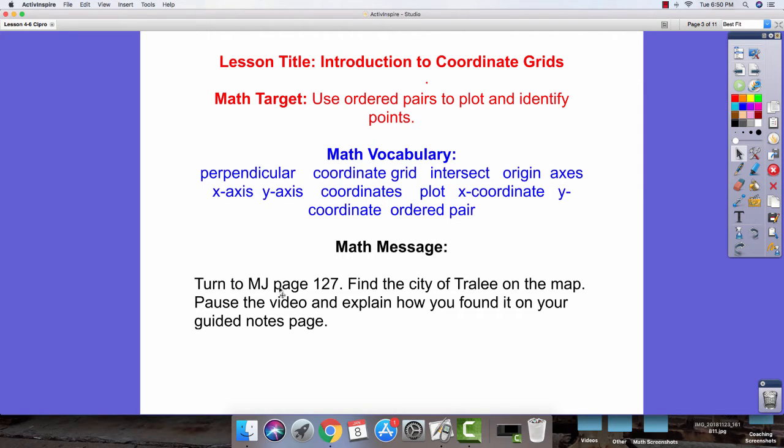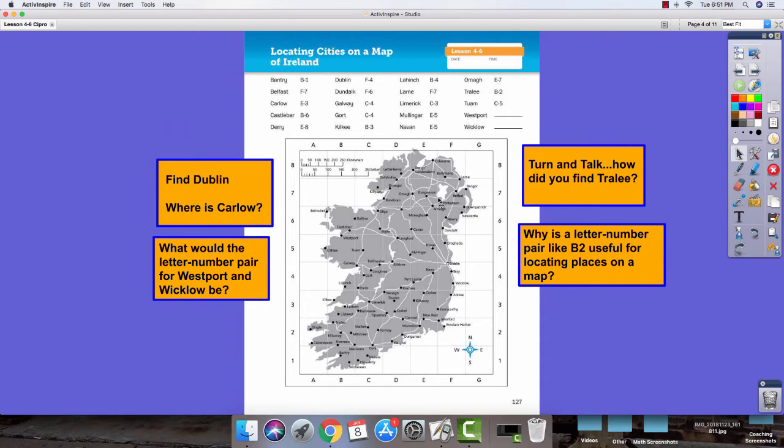I want you to turn to Math Journal page 127, and I want you to find the city of Tralee on the map, and then explain how you found it on your guided notes page. So pause the video and do that. Pause video. All right, so now that you've done that, let's see how you did, okay?